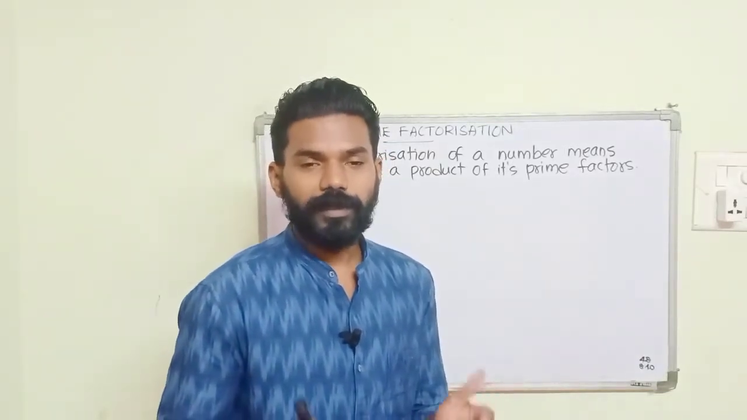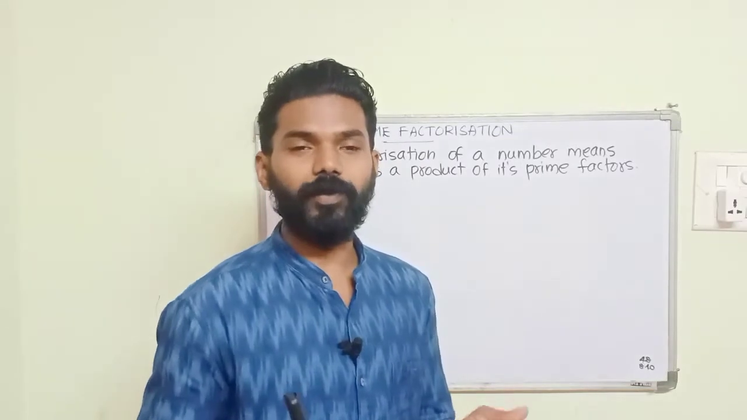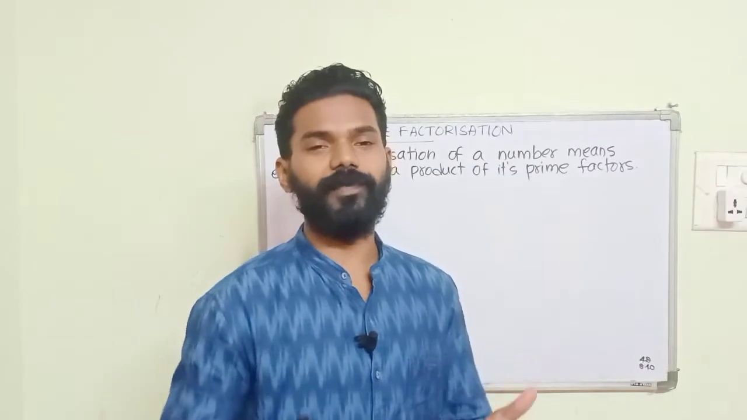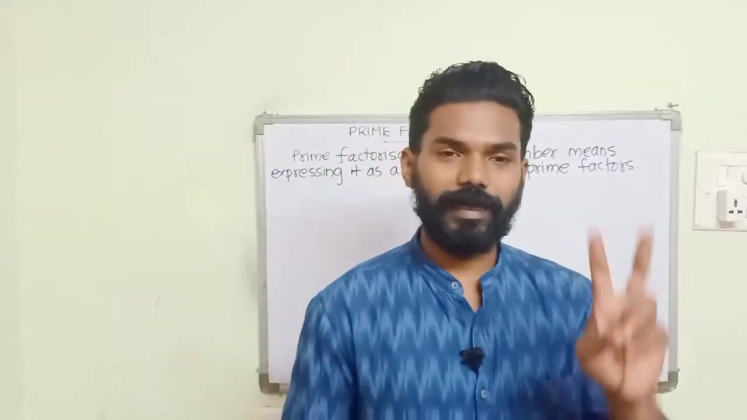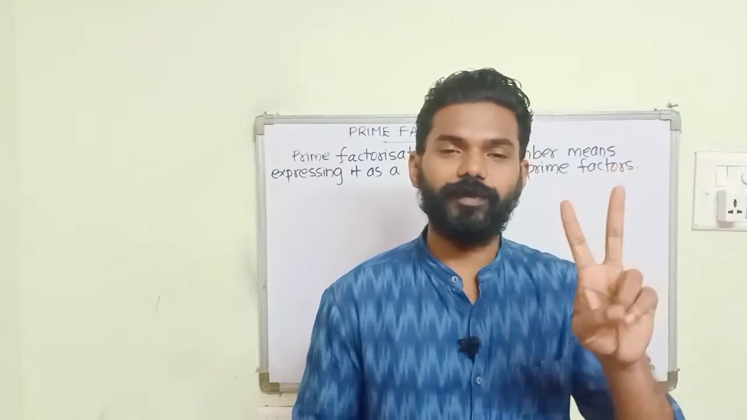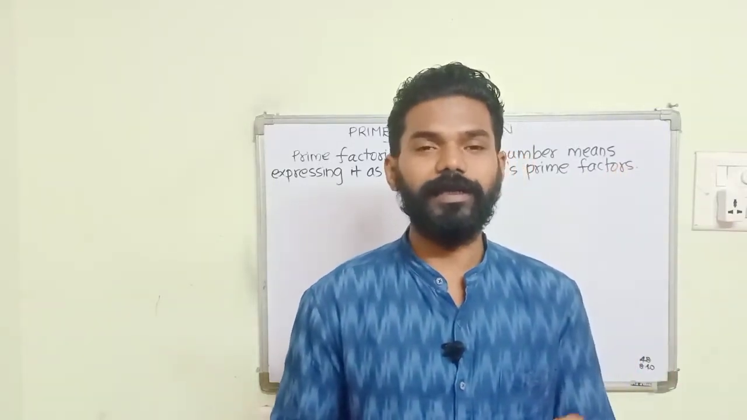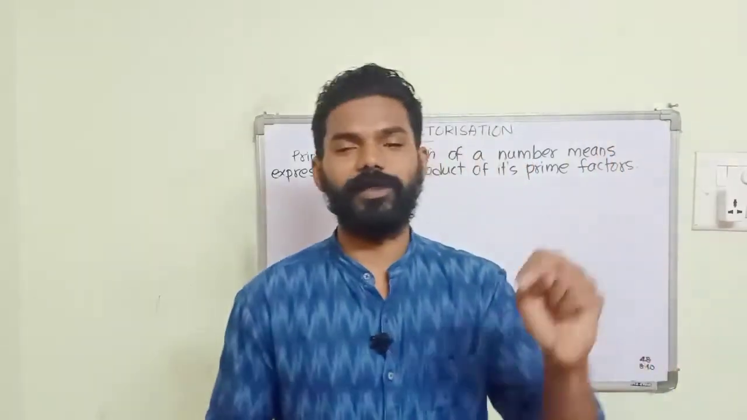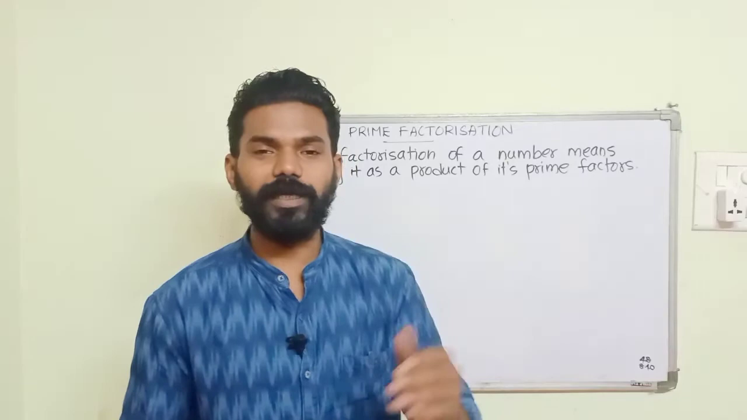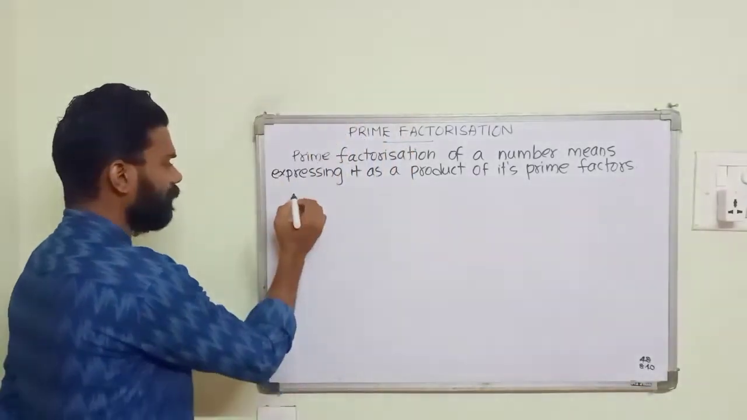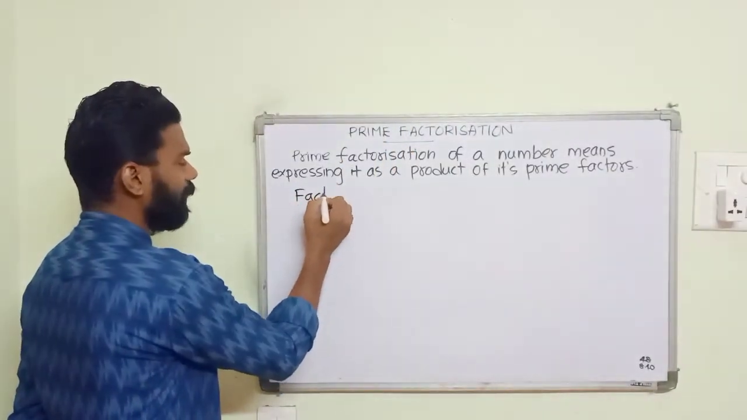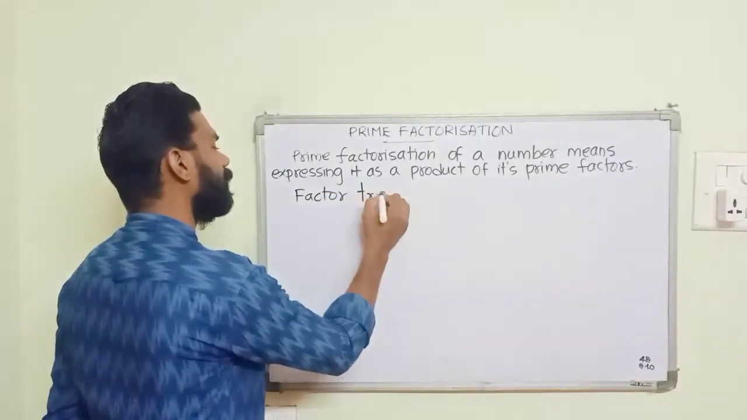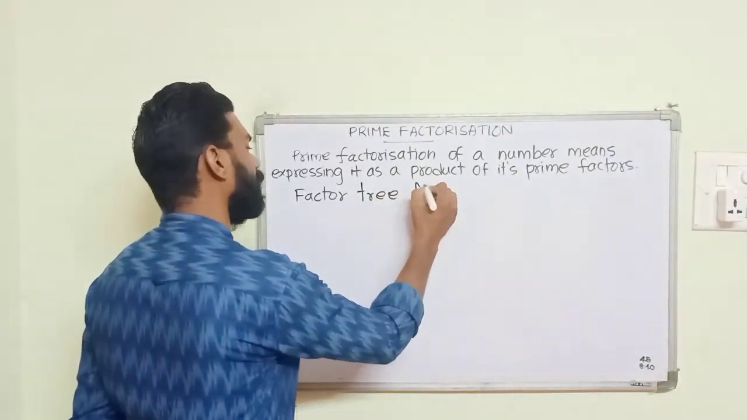Now let us check how we can do the prime factorization of a number. In order to do the prime factorization of a number, there are two methods we can use. One is the factor tree method and the other is the continuous division method. Let us begin with the factor tree method, by which we can find the prime factorization.